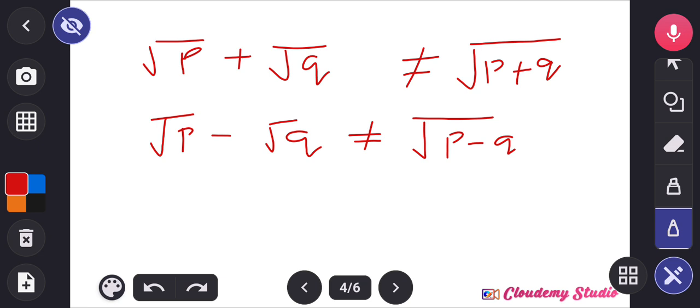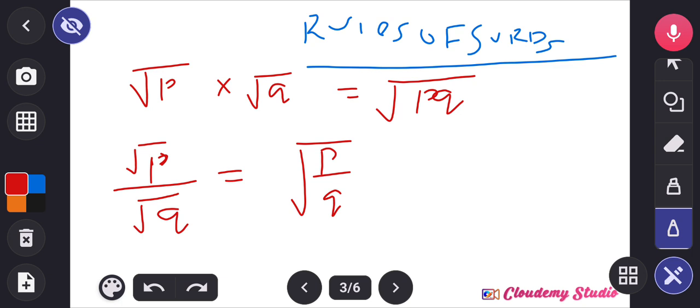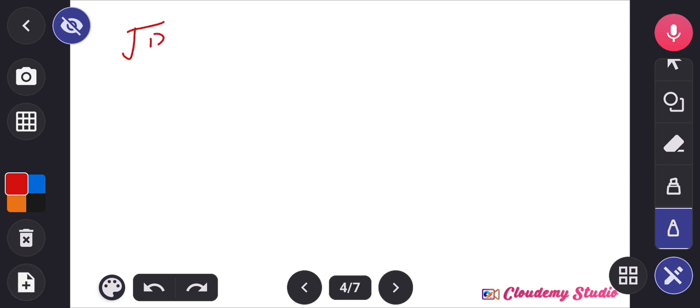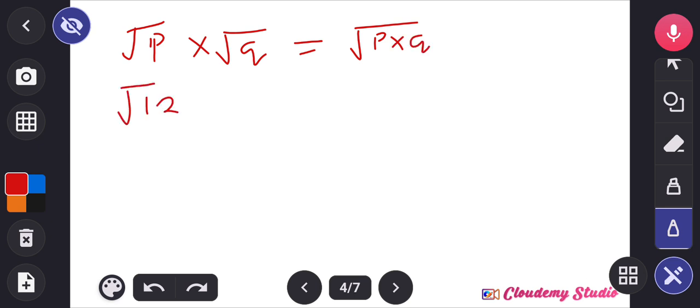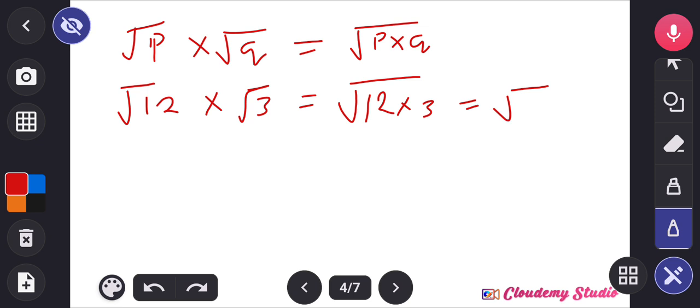So these are the four basic rules for surds. Let us take an example and apply the first rule. What is the first rule again? Root p multiplied by root q equals root of pq. Which means if we have root 12 multiplied by root 3, that is equal to root of 12 times 3, and that will give us root 36. And if you press your calculator, root 36 equals what?